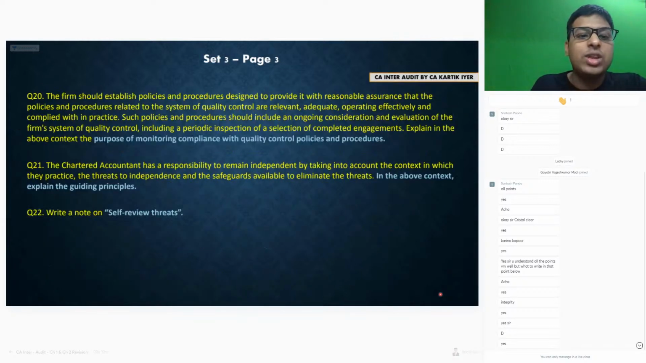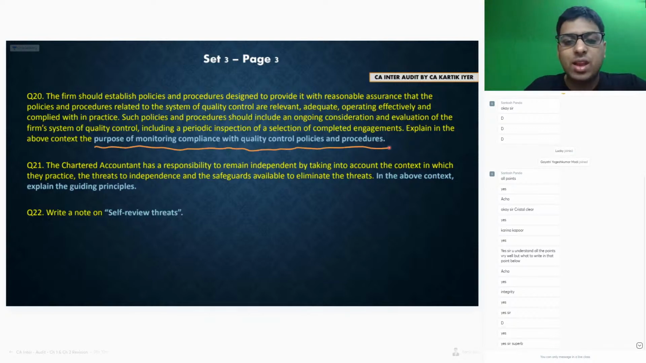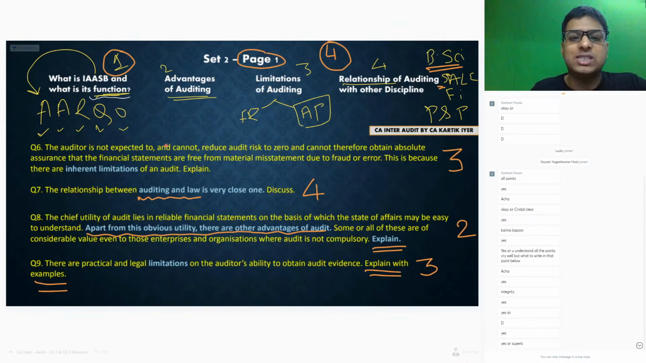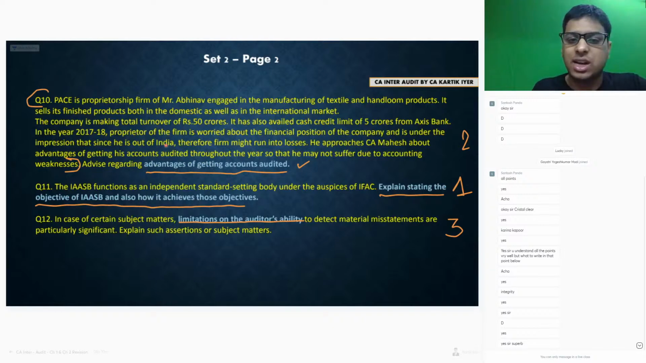Okay. Now there are more areas. See, purpose of monitoring the compliance with quality control policies and procedures. That is monitoring compliance. Can you tell me what is the answer to this? Monitoring compliance. Just a second.